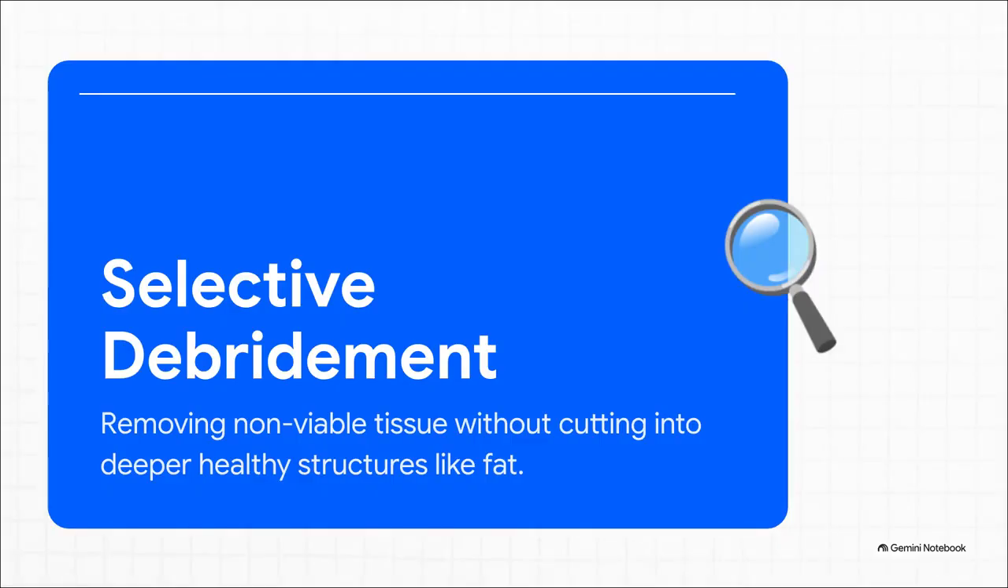So, selective debridement, that's basically just cleaning up the wound surface by removing non-viable, dead tissue. However, and this is an absolutely crucial distinction, if a provider takes a curette and cuts into deeper, healthy structures like subcutaneous fat, it is no longer the selective code 97597. The very moment we excise subcutaneous fat or deeper, we escalate straight to the surgical CPT 11042 or higher.